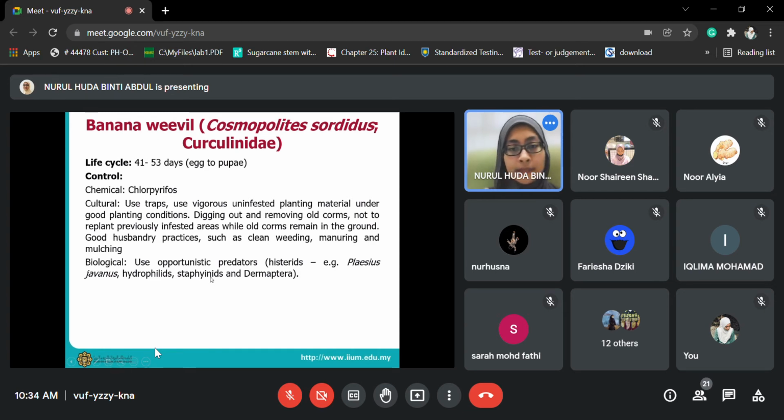PHYLINID. And Dermaptera is another order. Remember the one I said, the earwigs, whose wing shape is like an ear, like our ears. So that is Dermaptera, remember.